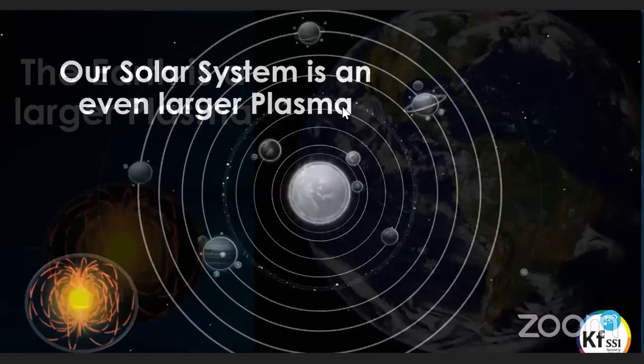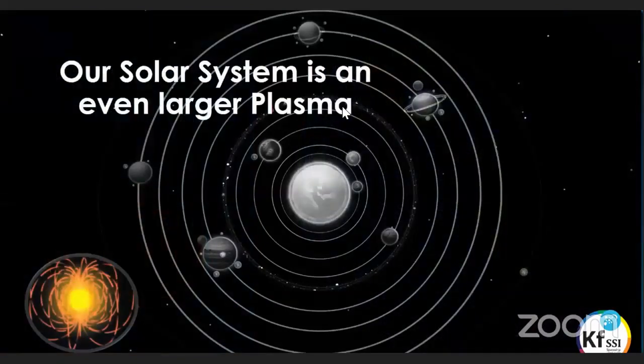The solar system in which we have our sun and Earth and all our planets is just another larger plasma that we have to view. And we see our sun and we see our Earth and all the other planets are also just interactions of fields at certain distances within our solar system.